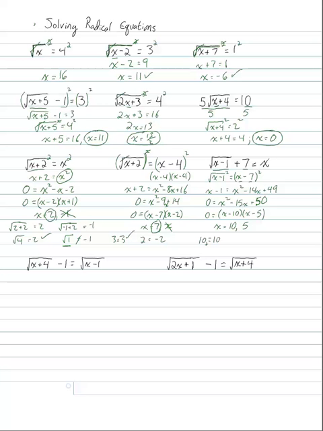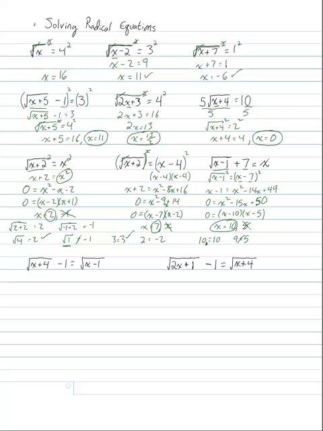If I try positive 5, I'll get 5 minus 1 is 4. The square root of 4 is 2. 2 plus 7 is 9. If I put it on the right side for my x, I get 5. 9 does not equal 5. So 5 is not a solution. My only solution is x equals 10. So you always need to check for these. Okay, let's try the last two.